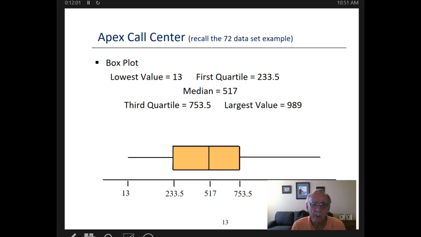If you go back to the 72 data set example from Apex, the lowest value is 13, the largest is 989. In our calculations, we determined that the first quartile was 233.5 and the third quartile was 753.5, so we're going to draw a box around that. The median at the 50th percentile was 517.